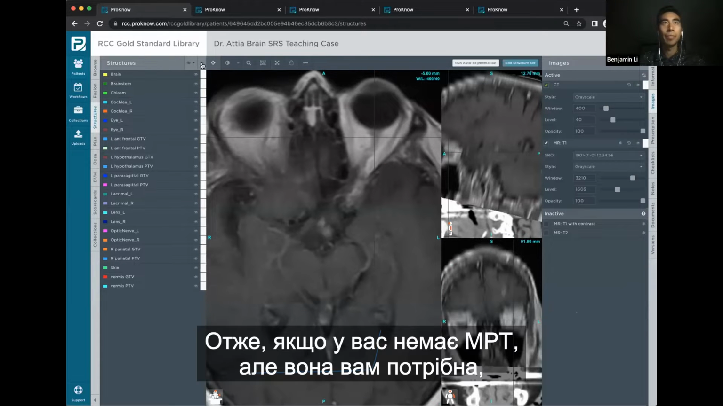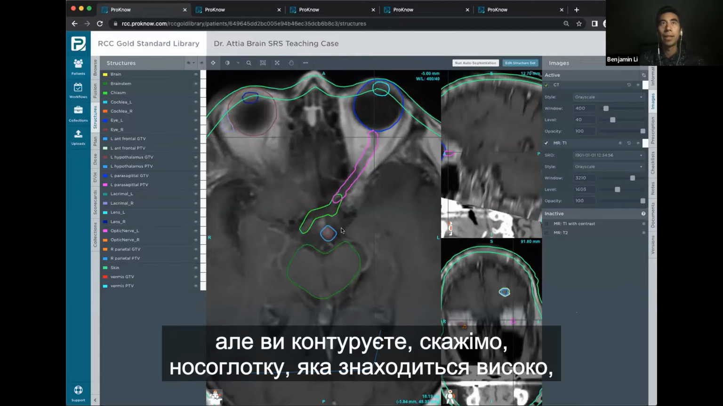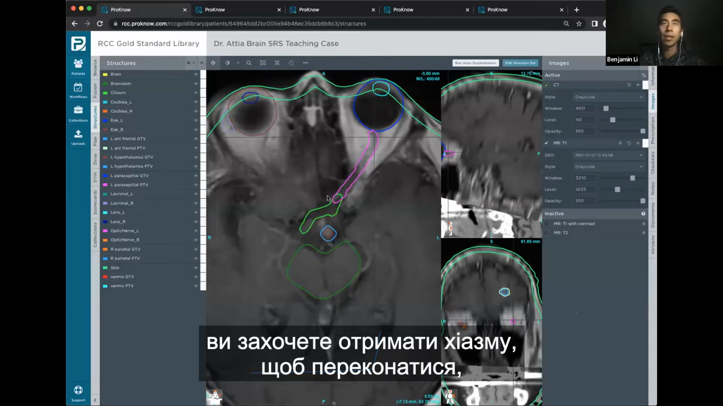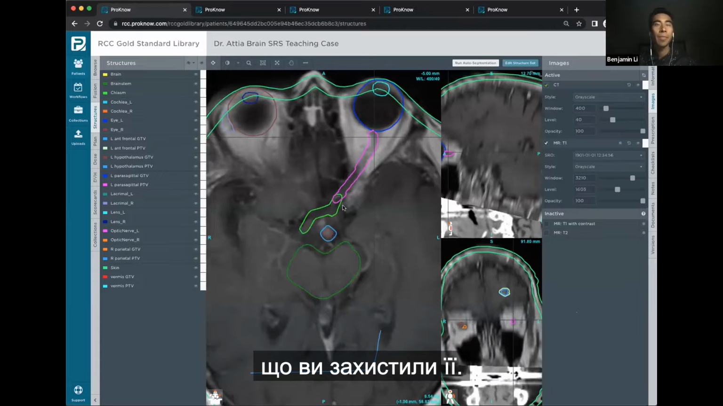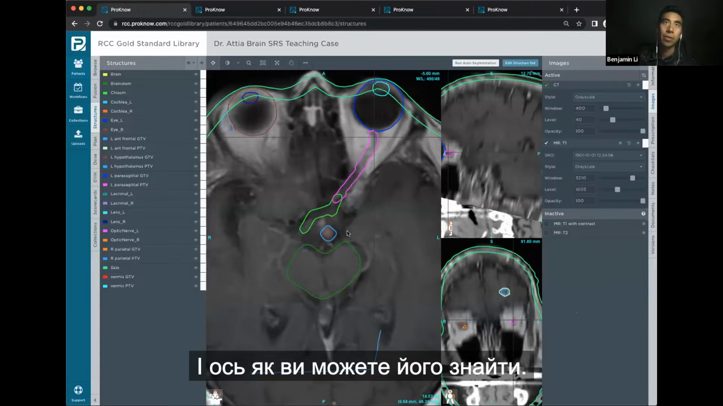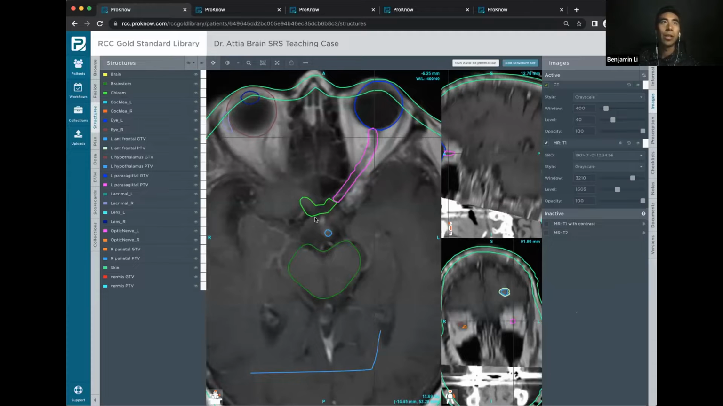So if you don't have an MRI, but you're contouring, let's say, a nasopharynx case that's high up, you'll want to get the chiasm to make sure you're protecting that. And this is how you can find it.